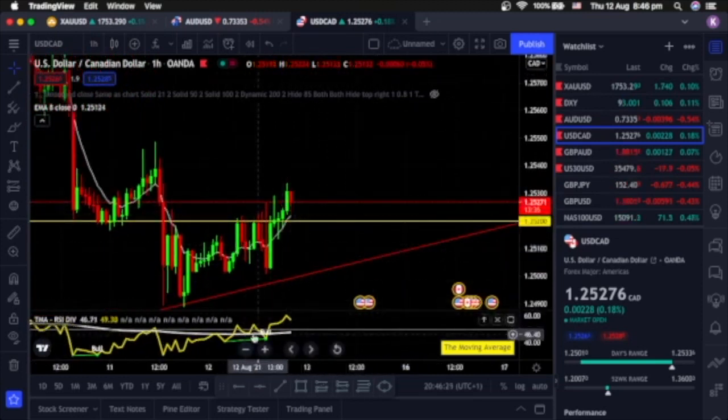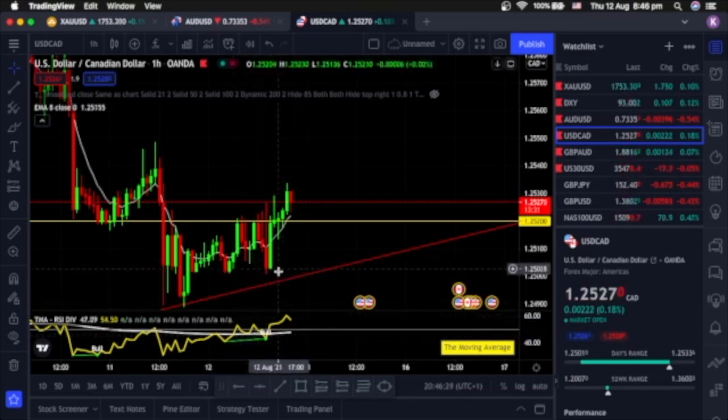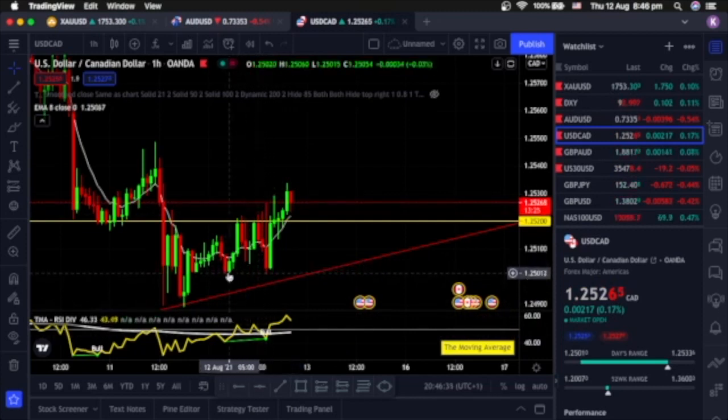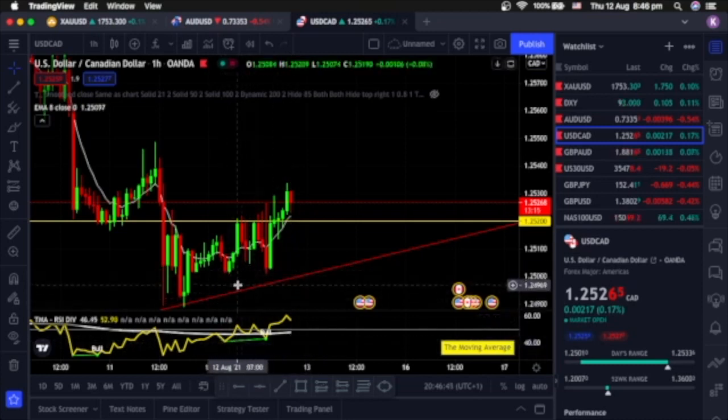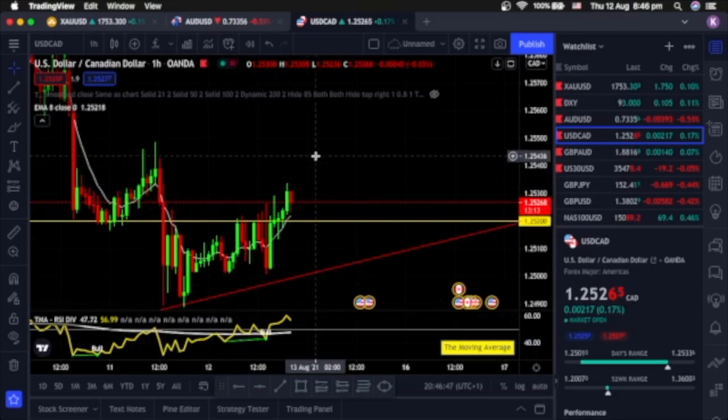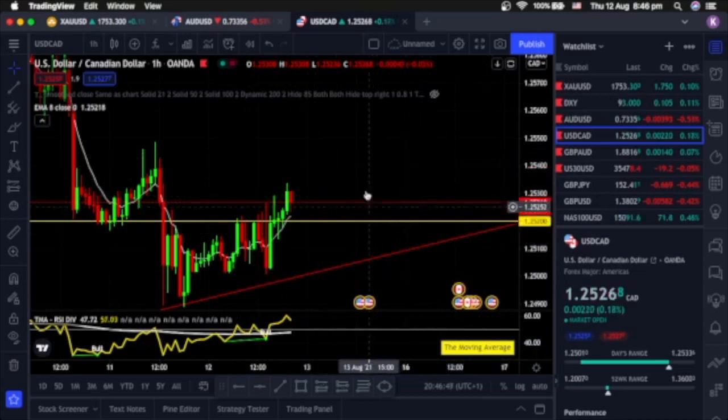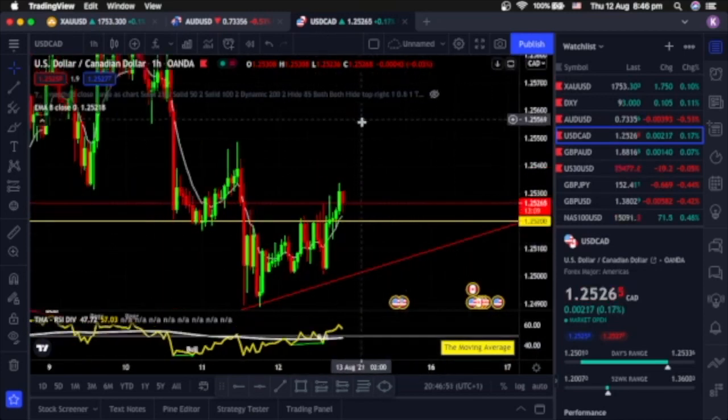So we'll test, and we have a bullish divergence. That's when the market is forming a lower low, because this low is lower than the previous one, but the RSI is forming a higher low. That's a bullish divergence, and it's going to go up. But yes, this is my strategy for you guys today.